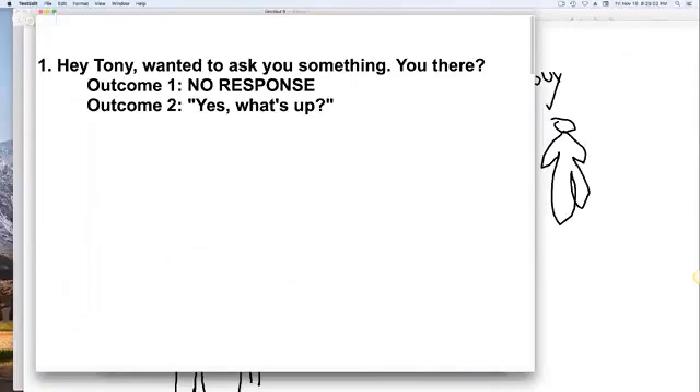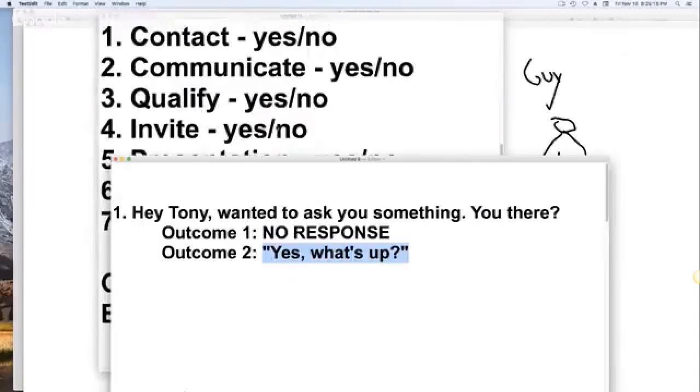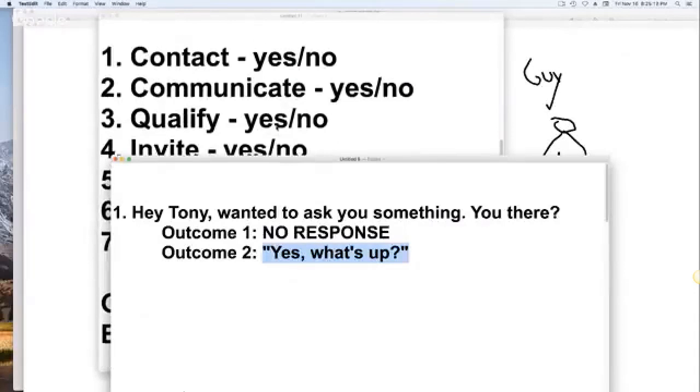But maybe you're too afraid to pick up the phone. I think, frankly, that's silly, but whatever. Maybe you want to do it all via text. So where are we at here? He's willing to communicate. Congratulations. Move on to the next step. Qualify him.